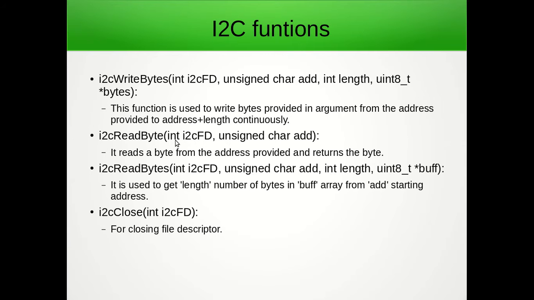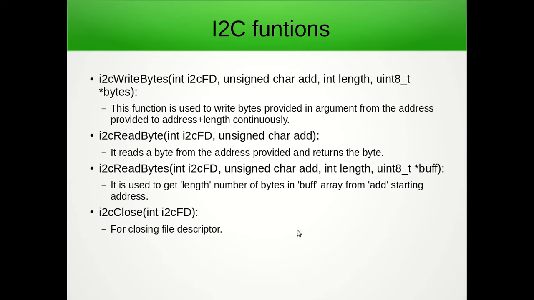Next is I2C read byte. This function can be used for reading a particular byte. It reads a byte from the address provided and returns the byte value. Next is I2C read bytes. This is used for reading a sequence of bytes. It gets the length number of bytes into the buf array, starting from the address that is provided in the argument. Next is I2C close, for closing the file descriptor.